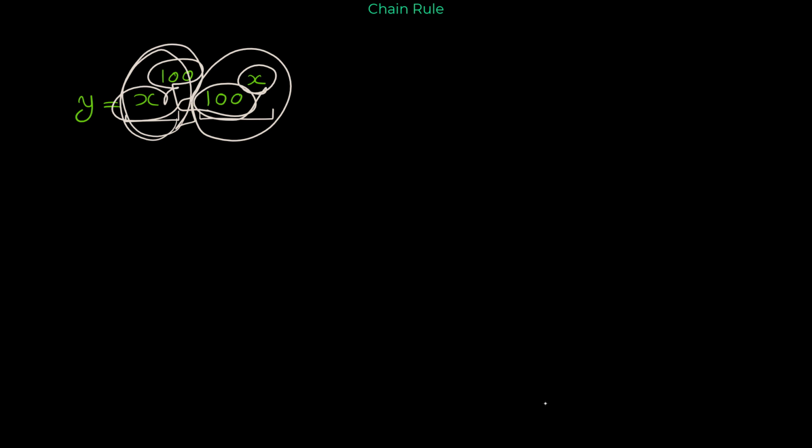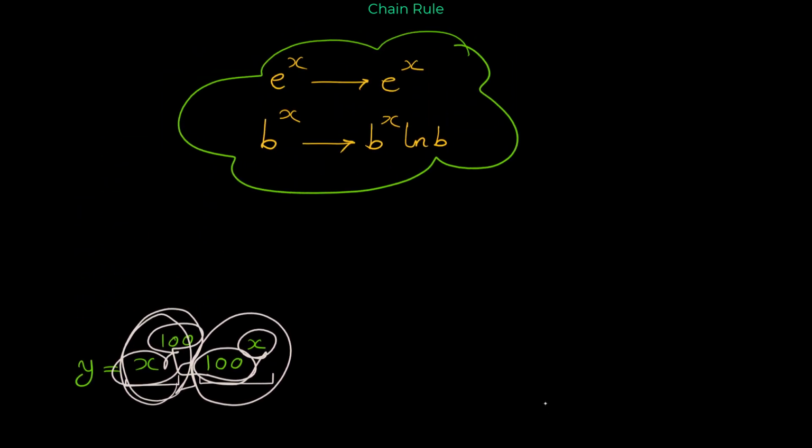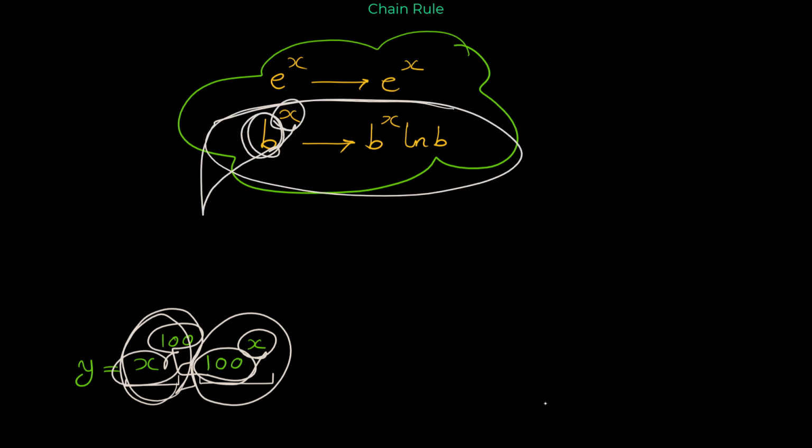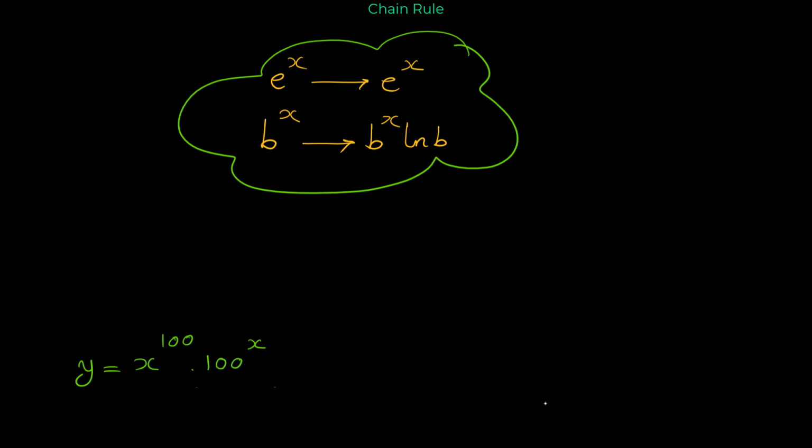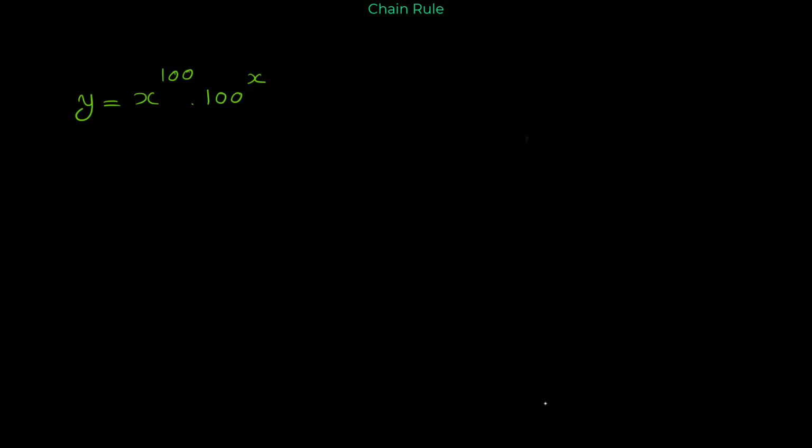And the derivative of these two functions is different. For the derivative of x to the 100, you can use power rule, but for finding the derivative of 100 to the x, you can use this rule. 100 is basically b raised to the x. When we have 100 to the x, the derivative of 100 to the x is 100 to the x times ln of 100. So these two functions are different functions, and for finding the derivative of this function, we use the product rule.